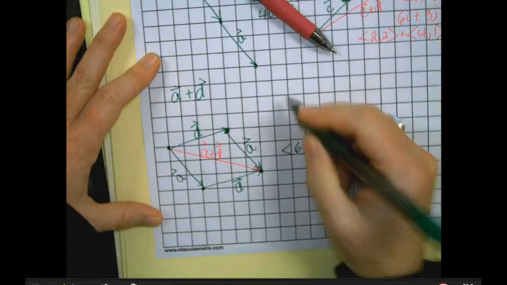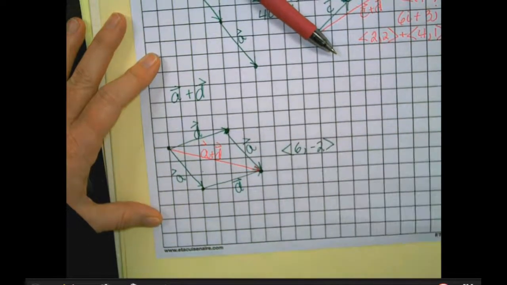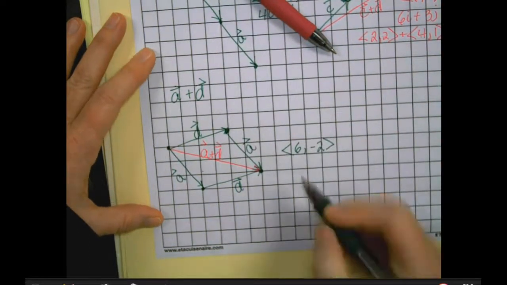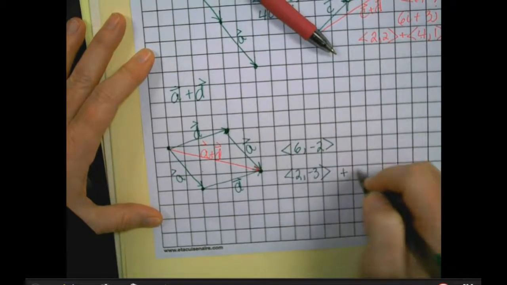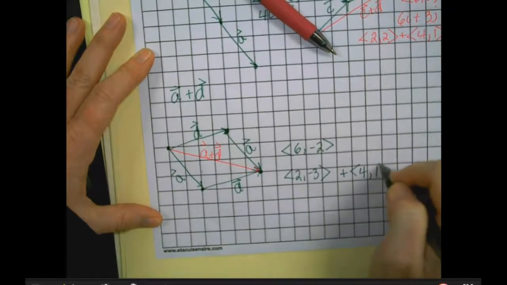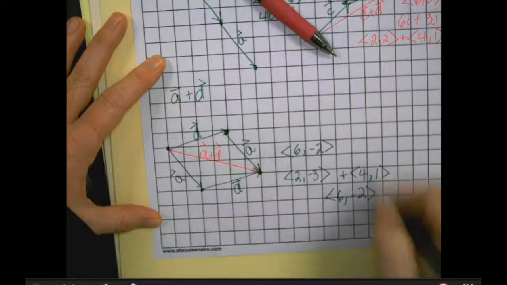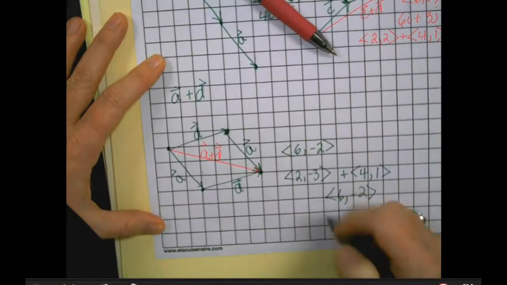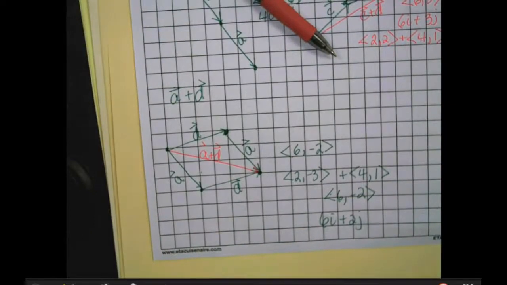Minus 2. So now let's look at 2, negative 3, plus 4, 1. I ended up with 6, negative 2, and they match. So we did it right. So this would be 6i plus 2j. Oh, so that's just to check your answer too, right? Yes, you're going to have to do both of these on a test.